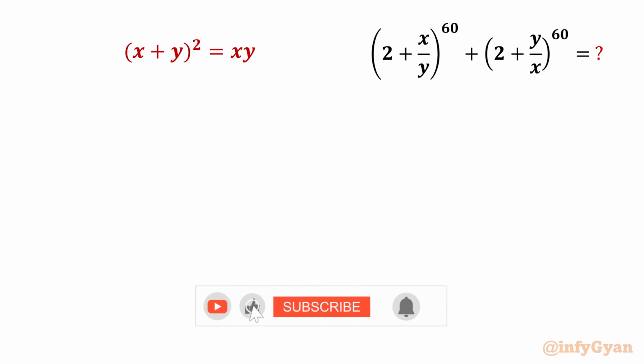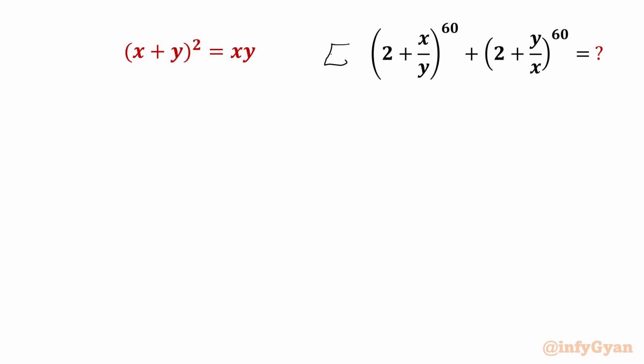Today in this video we are going to solve another very interesting question from algebra. Here we have to evaluate (2 + x/y)^60 + (2 + y/x)^60. Let's say this expression is E, and the given equation is (x + y)^2 = xy. Now we have x and y in the denominator, so we can write here x can't be 0 and y also cannot be 0.